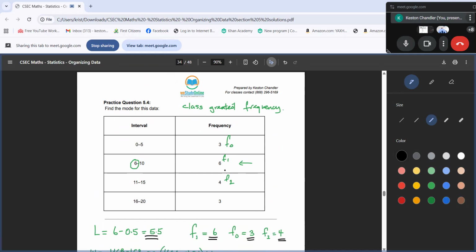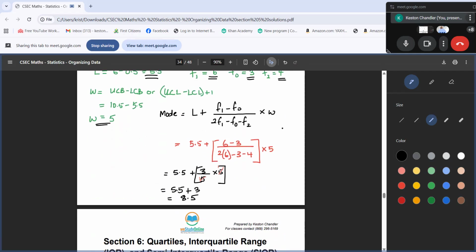Now there's a difference between identifying the modal class and finding the mode. Identifying the modal class just means looking for the class with the greatest frequency. That's how we identify the modal class. If we are asked to find the mode, then we're going to be using this formula here. And that's how we find the mode.